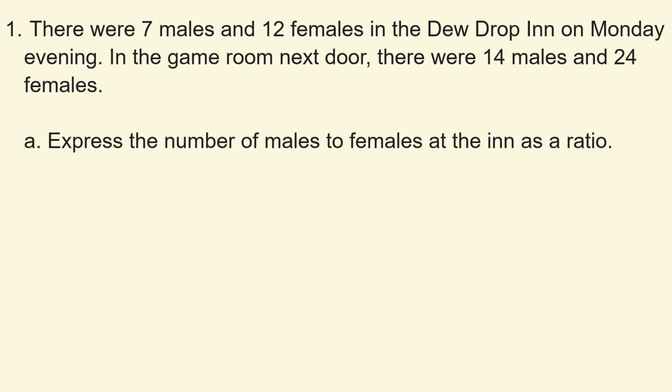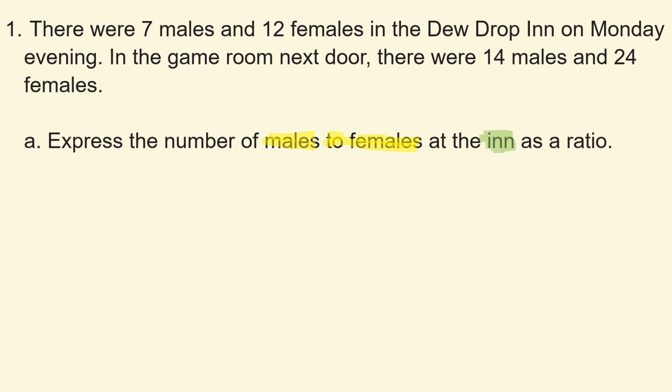Here's our first example. There were 7 males and 12 females in the Dewdrop Inn on Monday evening. In the game room next door, there were 14 males and 24 females. Express the number of males to females at the inn as a ratio. So again, we are going males to females. That's important. The order that you write the ratio in is very important. And not only are we comparing males to females, we're specifically looking at the males and females that were at the inn.